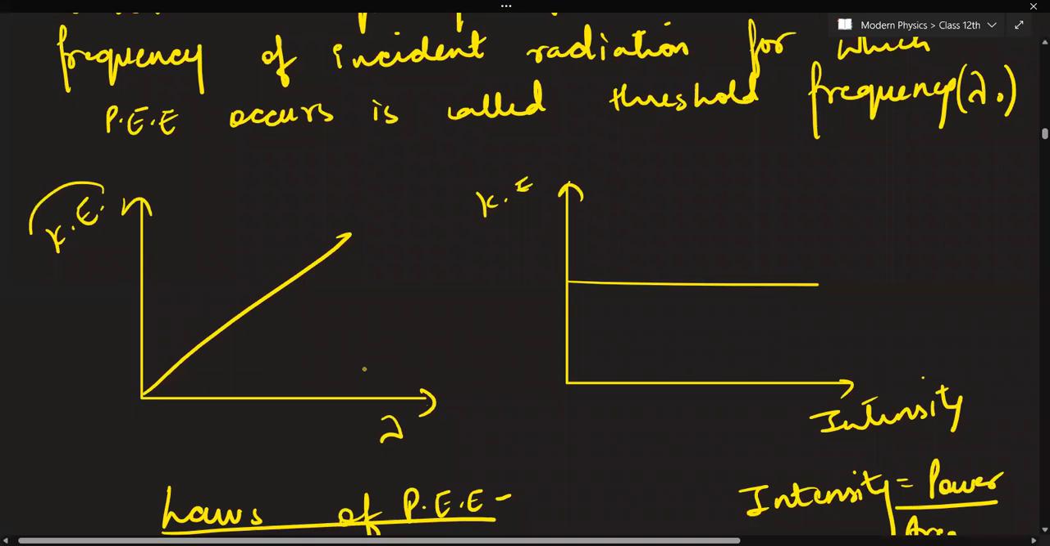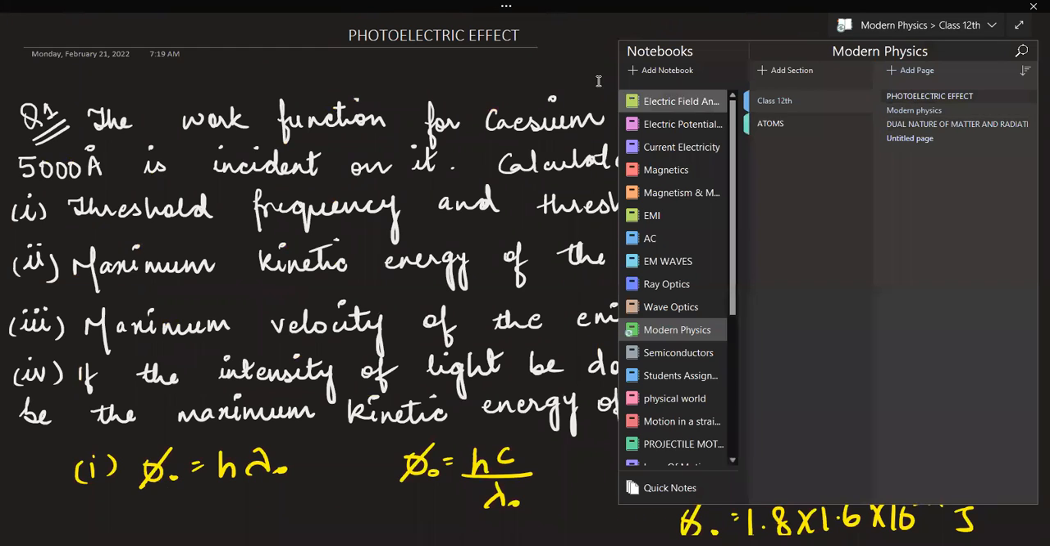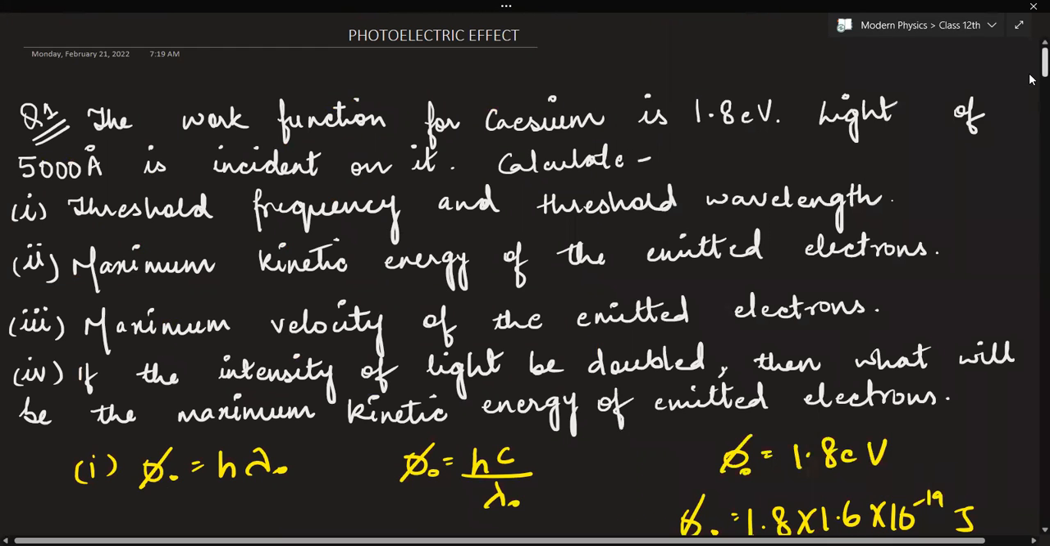See, kinetic energy is directly proportional to frequency, but kinetic energy is independent of intensity. This graph also I made, and I told you this will be used in the numericals. It will be used in conceptual questions. Especially, I asked you all to note it. Like this only questions will come.